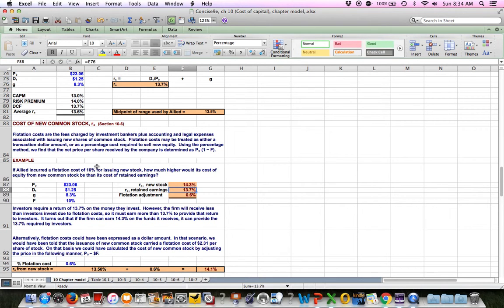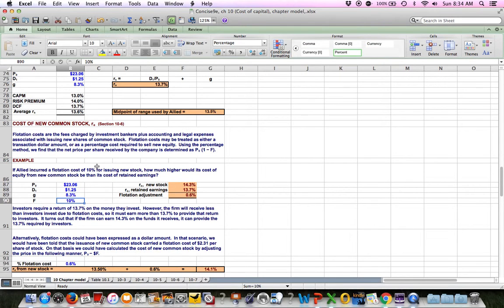And then typically we do factor in flotation cost, because quite often when we issue stock, there's a flotation cost. Even the very largest of stock issues have flotation cost. Maybe only 5 or 6%, but they still have a flotation cost that is significant enough that we have to include it. So the price is 23.06, dividend 125, growth is 8.3.